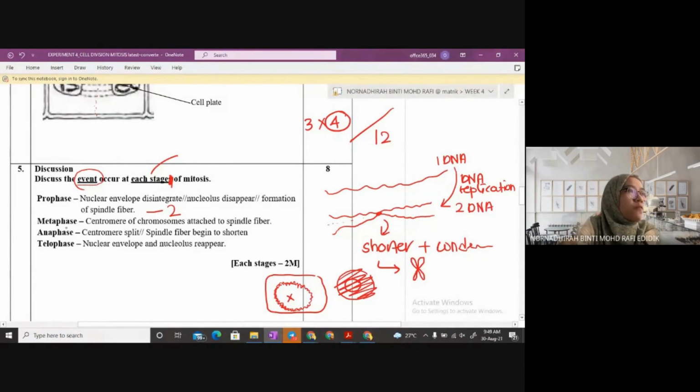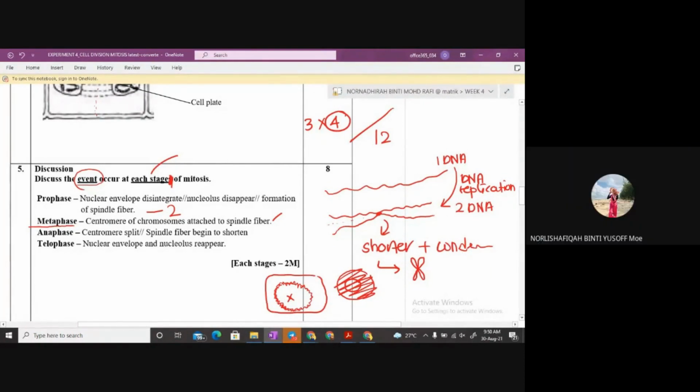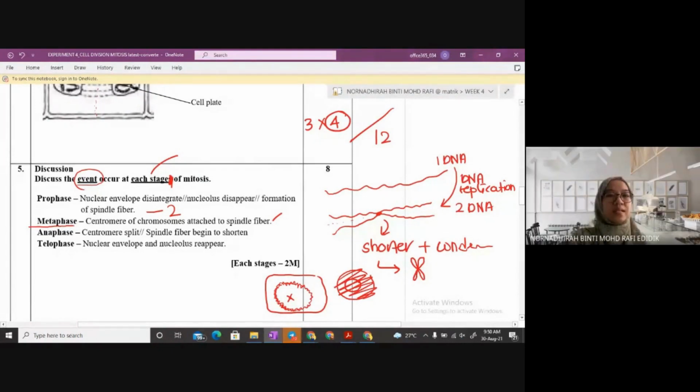So same goes metaphase, mudah saja. Metaphase ni macam mana? Okay. So metaphase ni dia kata actually paling mudah awak cari the chromosomes are apa? Apa? Sambung ayat saya. Metaphase. Align at the metaphase plate. Yes, line up or align at metaphase plate. Very good. And then what will happen to the chromosome and spindle fiber?